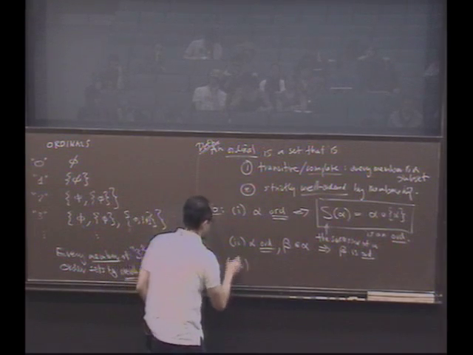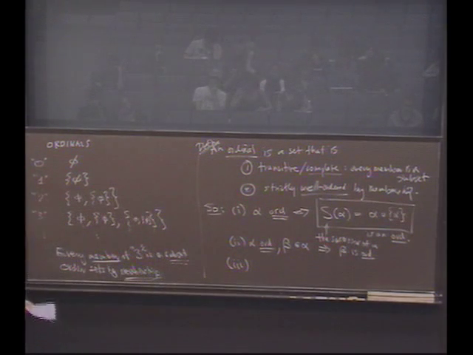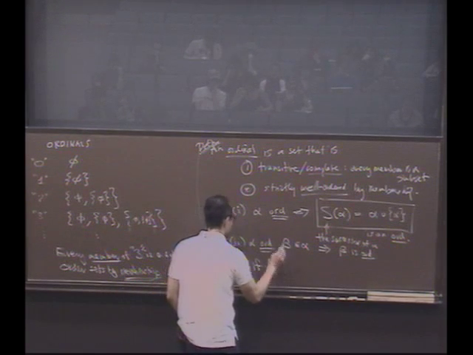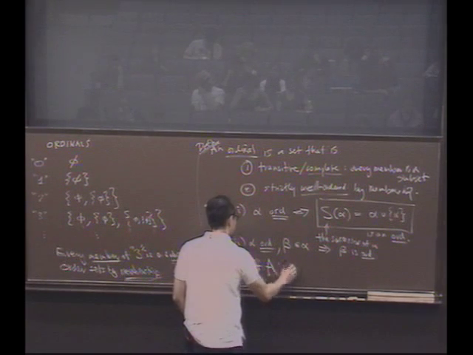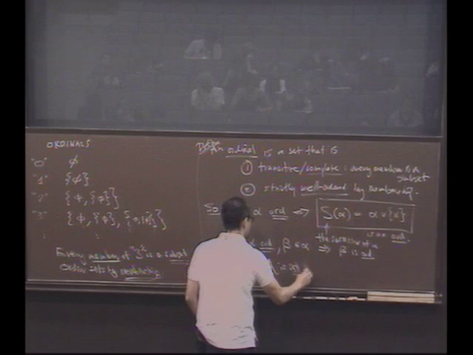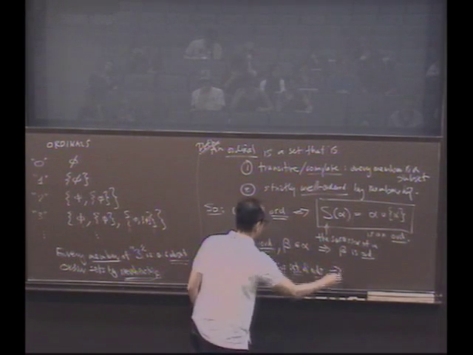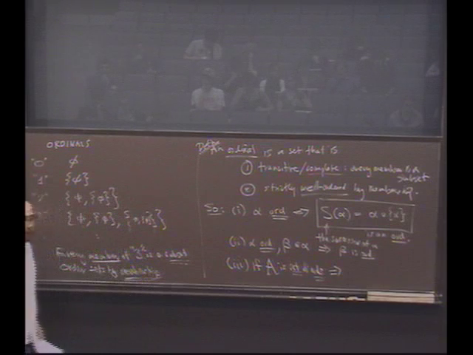Okay. Let's see. Here's another thing that we might notice. Suppose you have a whole set of ordinals. Suppose big A is a set of ordinals. Well, it's easy to verify.